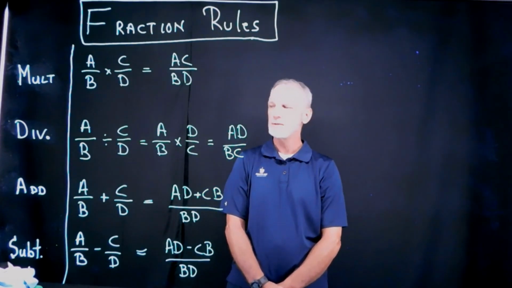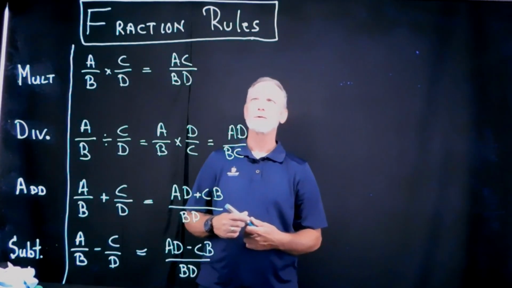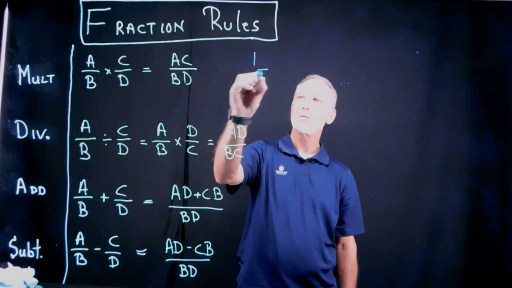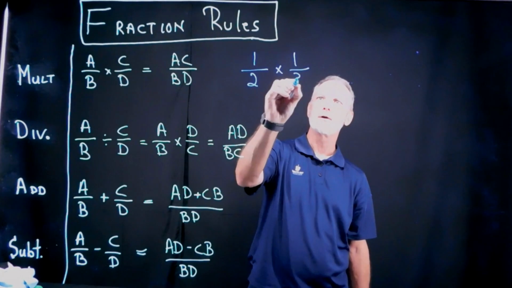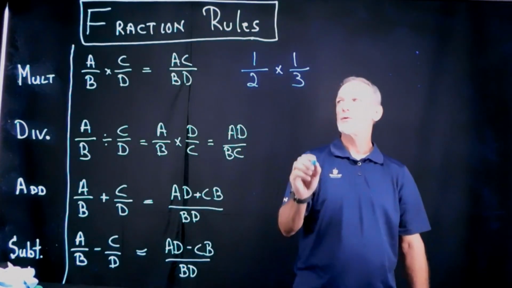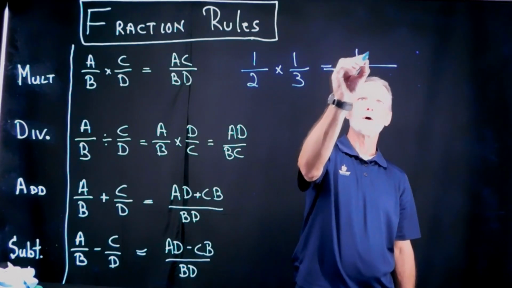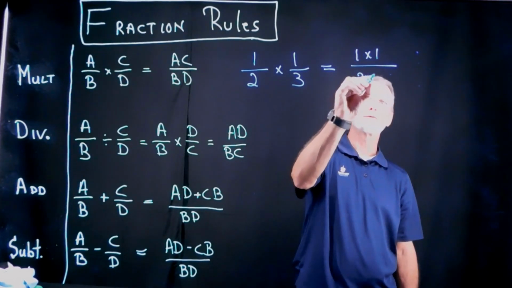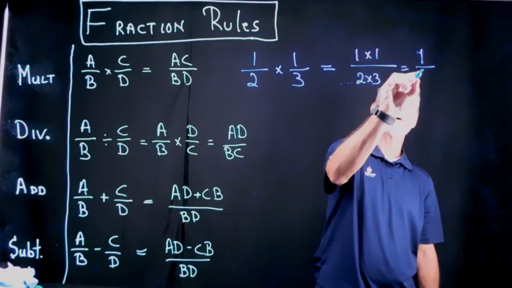Multiplication, division, addition, and subtraction. So we're going to look at each of these by doing an example. Let's start off with multiplication. 1/2 times 1/3 is our example. We just multiply together the numerators and denominators, so we get 1 times 1 in the numerator over 2 times 3 in the denominator, and that works out to be 1/6.